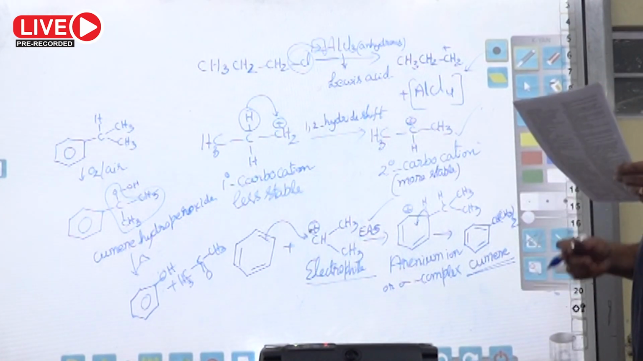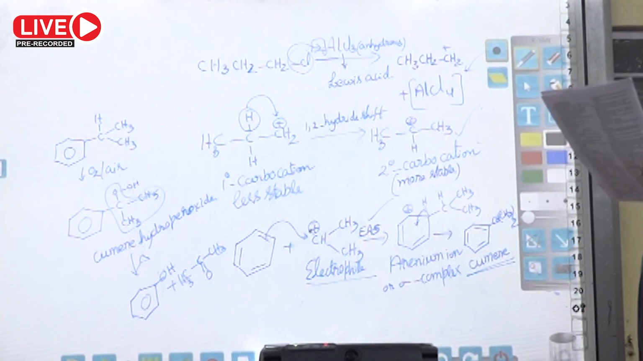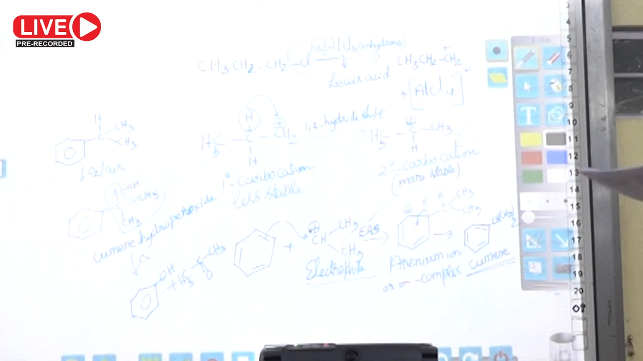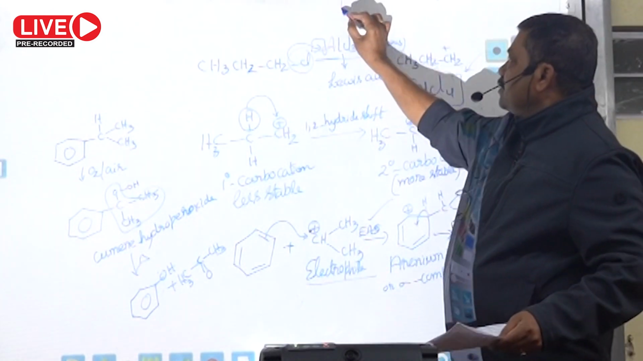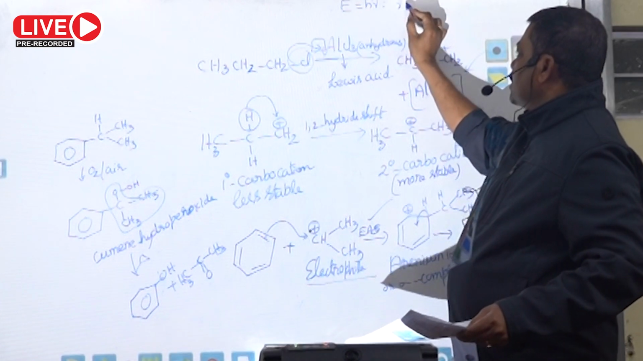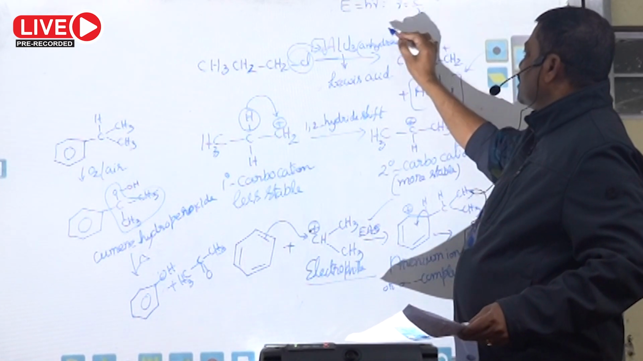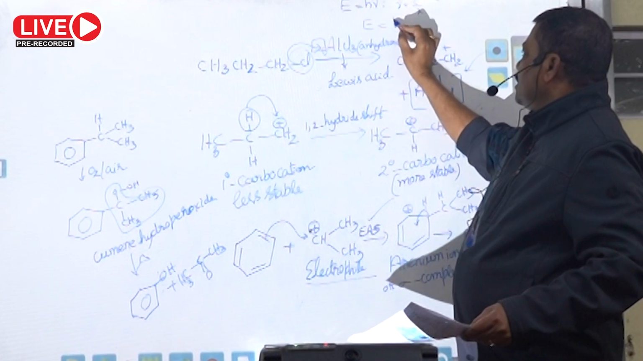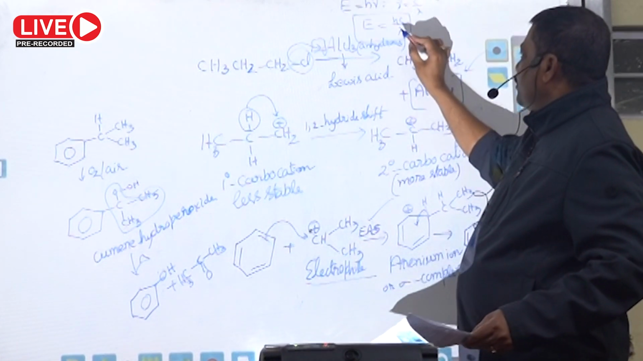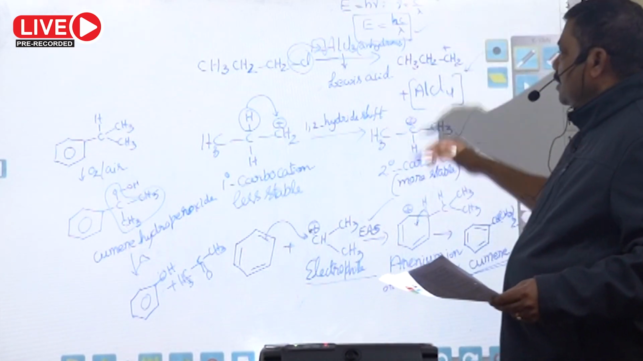Now coming back to the next one. 57, direct E is equal to hc by lambda. E is equal to h nu. We know nu is equal to c by lambda. So E is equal to hc by lambda. If you apply this formula, you will get the answer.